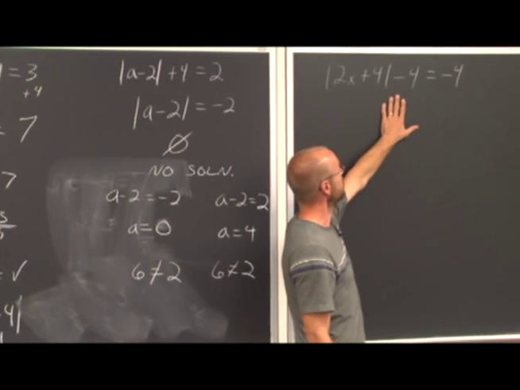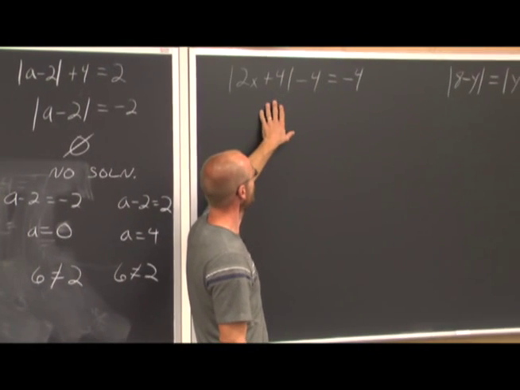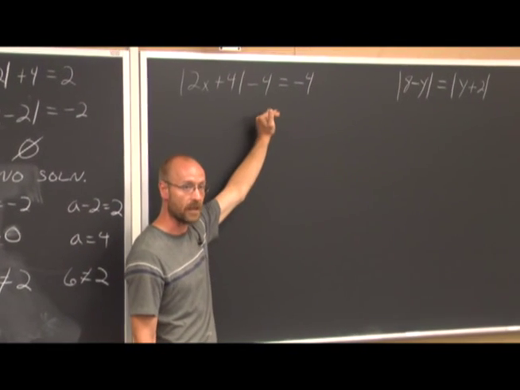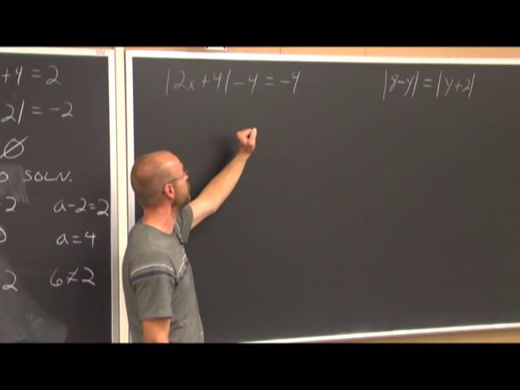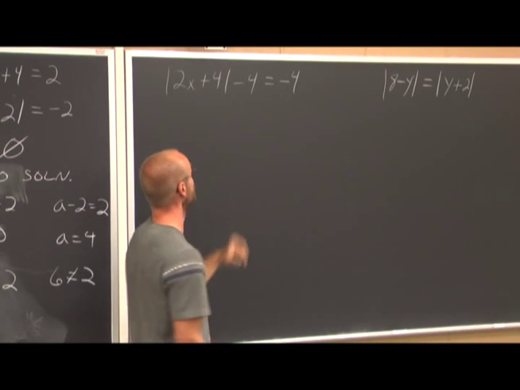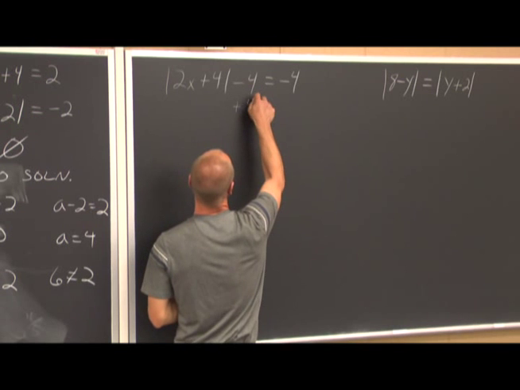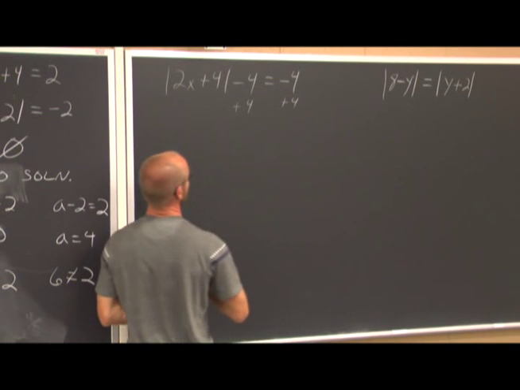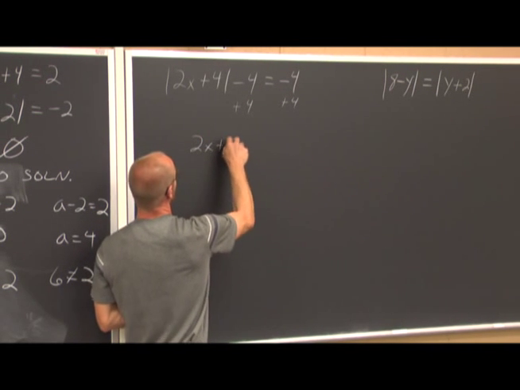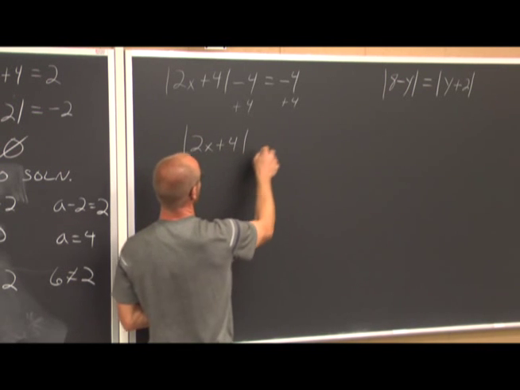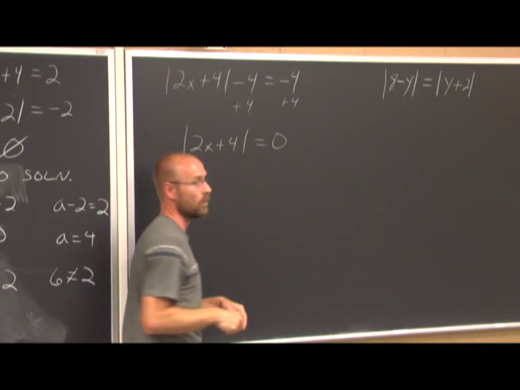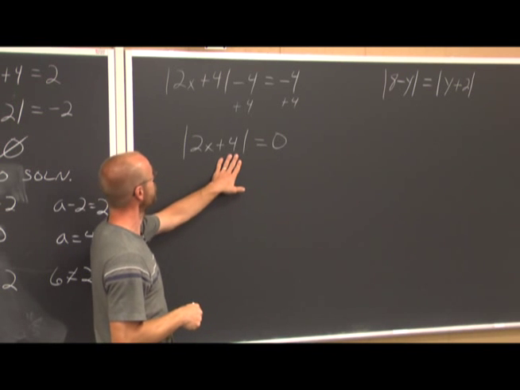All right, we're going to move over to this next example here. And we're going to see, again, it's the same format. We have to isolate this absolute value first. But this is going to be an interesting one, because if I add 4 to both sides, I'm going to get the absolute value of 2x plus 4 equals 0 when I isolate the absolute value.